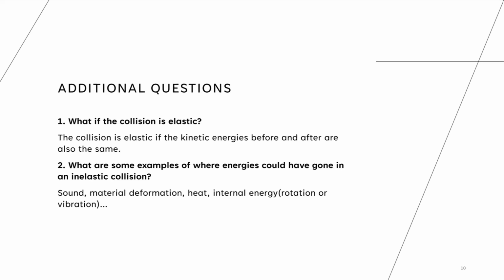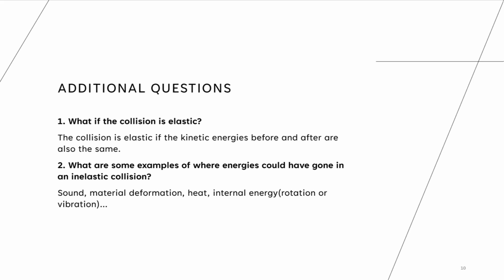Here are some additional questions. 1. What if the collision is elastic? In an elastic collision, the kinetic energy should transfer completely, although my computational model wasn't perfect. That means that the first billiard ball would have stopped and the second one would have the same velocity as the first one, magnitude-wise.